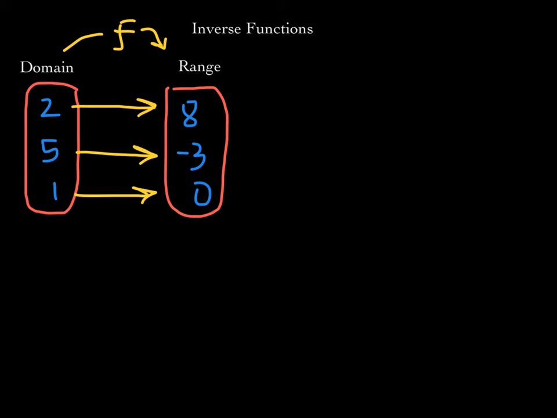We actually studied this kind of correspondence, and since each one of these x values in the domain corresponds to exactly one y value in the range, we call this relation a function. I've named this function f. What I would like for you to consider now is reversing the correspondence, basically turning all these arrows around.